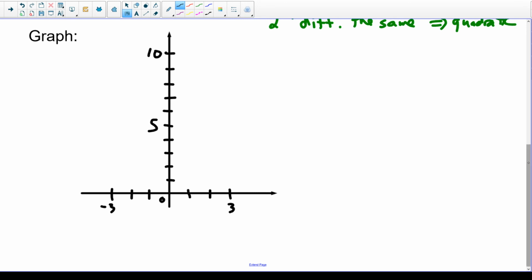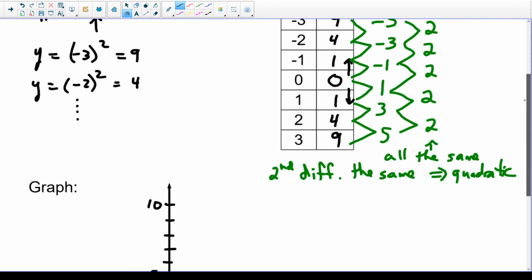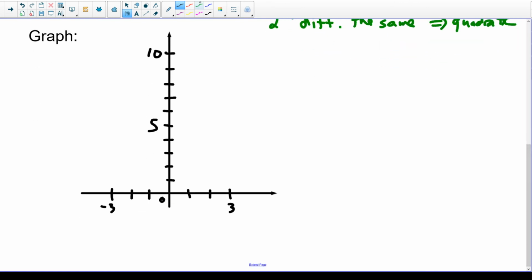Okay. Let's plot these numbers. So I'm going to go -3, 9. So -3 is here. I'm going to go all the way up to 9. And then -2 is 4. Then -1 is 1. 0 is 0. 1 is 1. 2 is 4. 3 is 9.